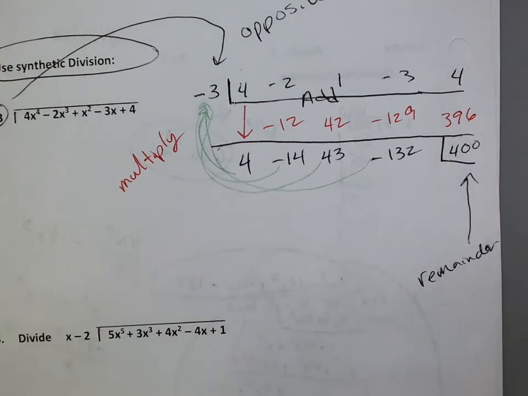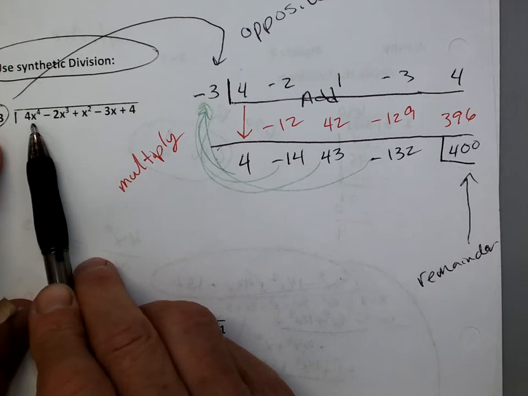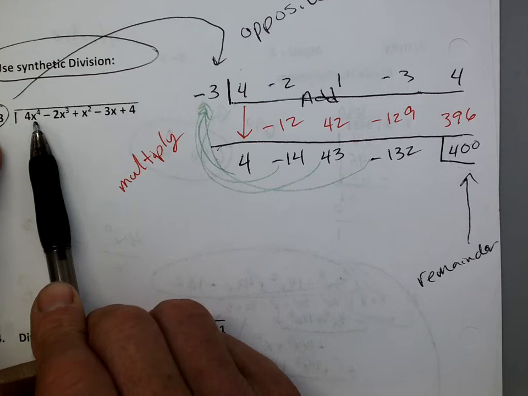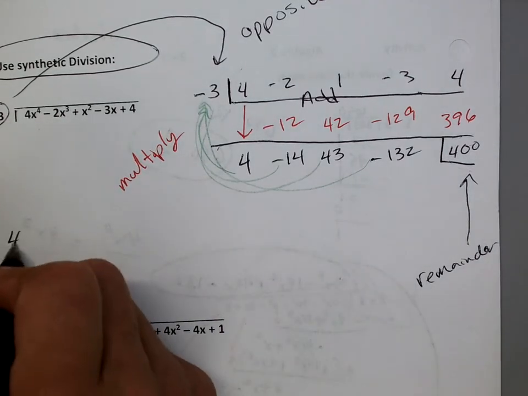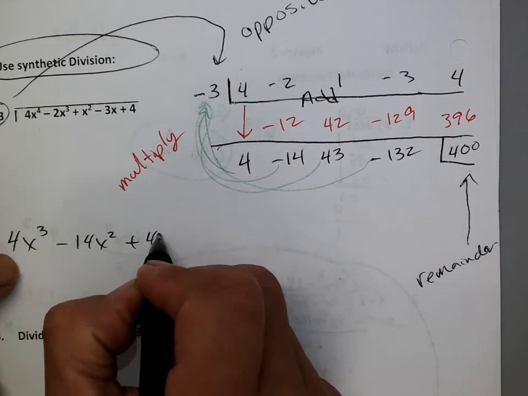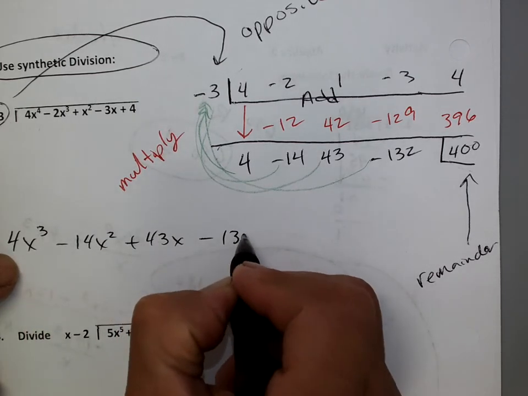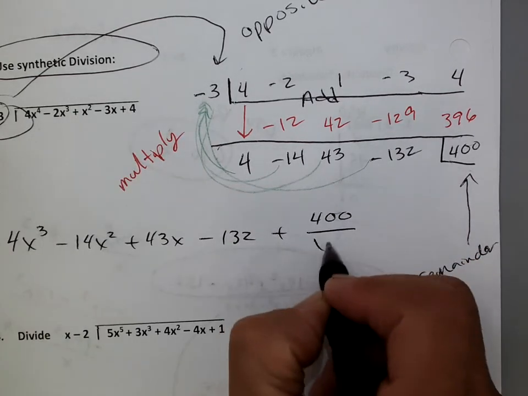Okay, now our answer, remember, our answer is there, but we got to put the x's back in. So what we did is we divided by an x. It was invisible, so that means we're going to have one less power. So the answer's got to be not an x to the 4th, but an x to the 3rd. Okay, one less power. So my answer is going to be, here's my answer, 4x to the 3rd minus 14x squared plus 43x minus 132 plus my remainder 400 over what I divided by, x plus 3.